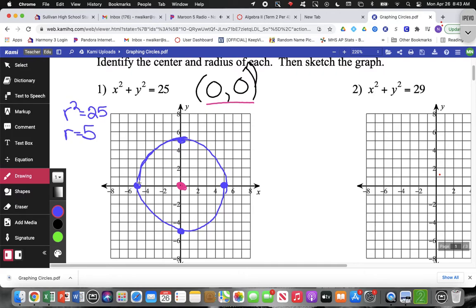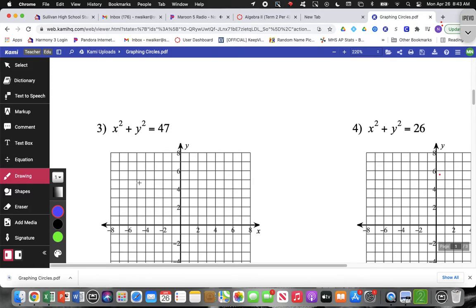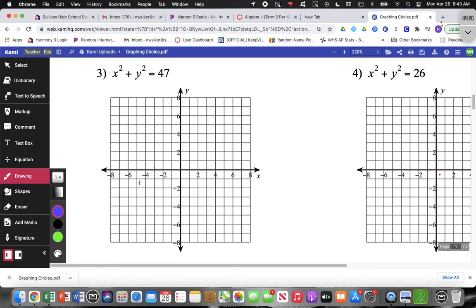Now we are going to skip number 2. Oh, I don't like any of those questions. Okay, I actually want to do number 3, but change 47 to 49. We're only going to deal with perfect squares. I did not do a good job picking problems. All right, so let's change this to a 49.